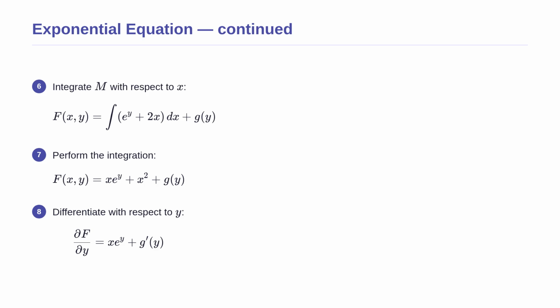We begin building our hidden parent function by integrating the m expression with respect to x, remembering to add our unknown function g of y at the end. Integrating e to the y gives x e to the y, and integrating 2x gives x squared. Now we have the main structure of our hidden function. To find the missing piece, we differentiate this newly built structure with respect to y. The x squared term vanishes and we are left with x e to the y plus the derivative of g.